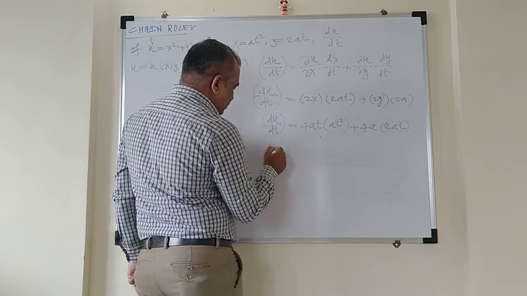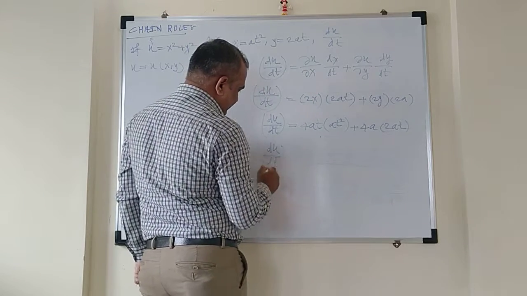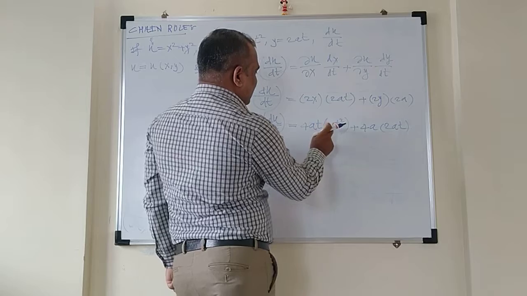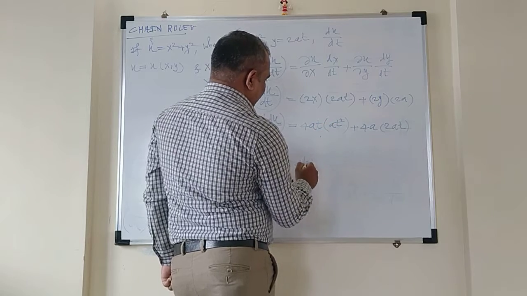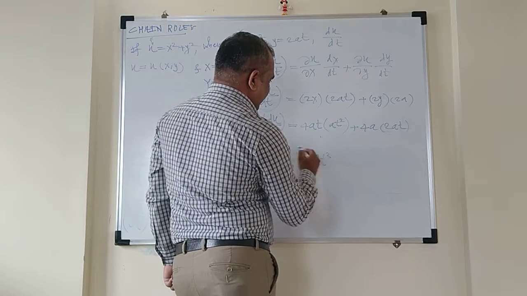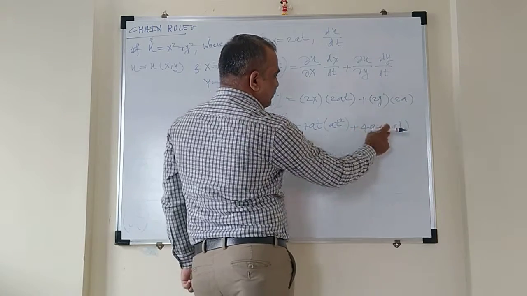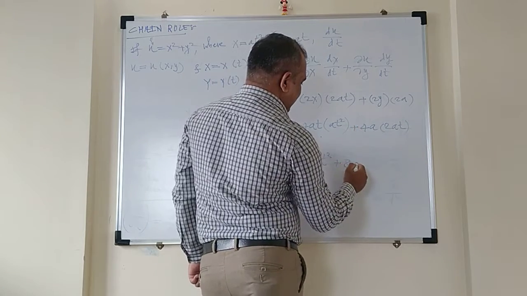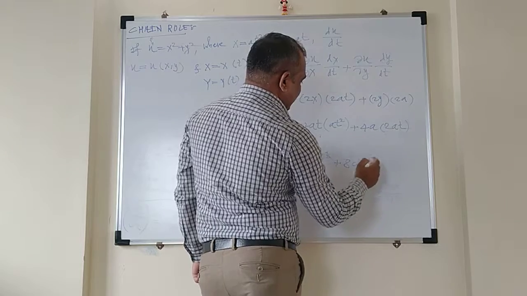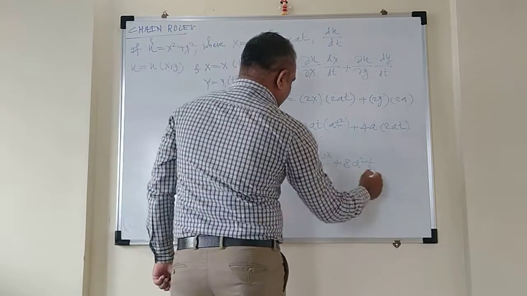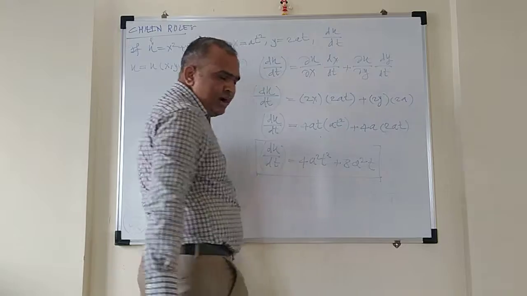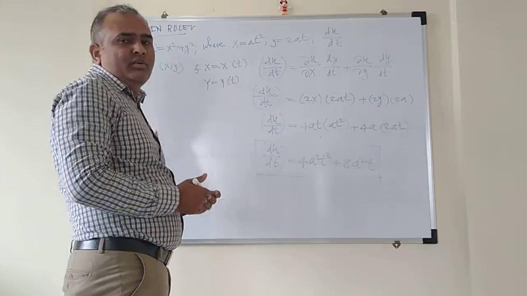So this will give you du/dt is equals to, now you can simplify, 4a² t³ plus 4 into 2 will be 8a² t. This is the answer for your problem. Hope you have found this problem easier.